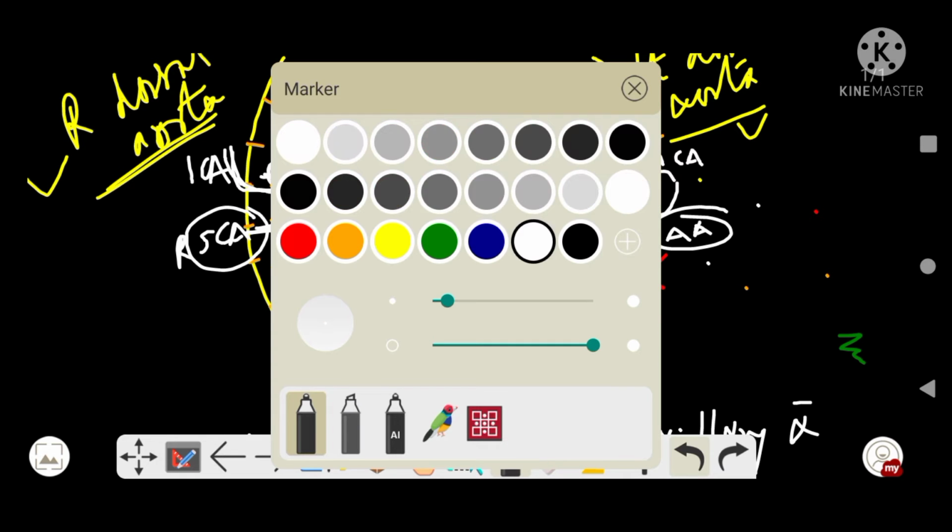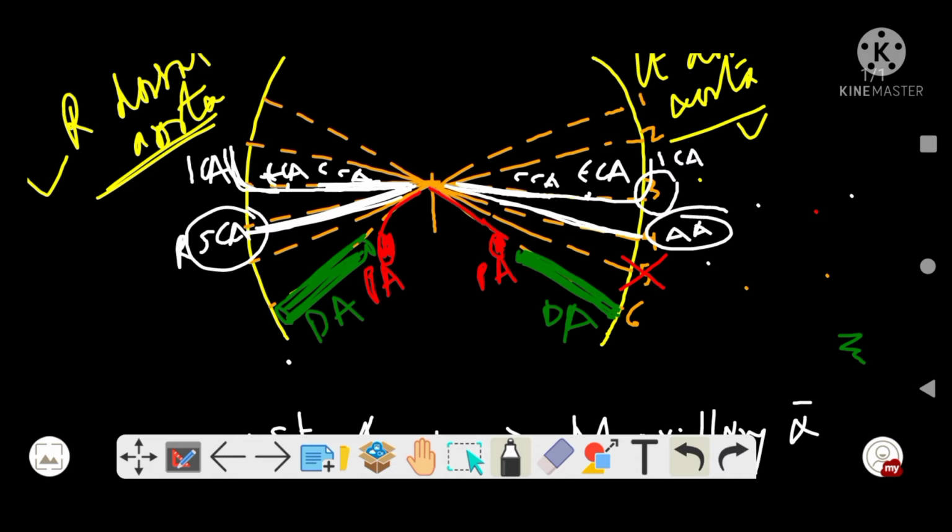Now we will finish the diagram. From here something is like this. This is your truncus arteriosus, right? So from truncus arteriosus there arises ascending aorta and pulmonary trunk, that we will see in your thorax section. So this completes your diagram.